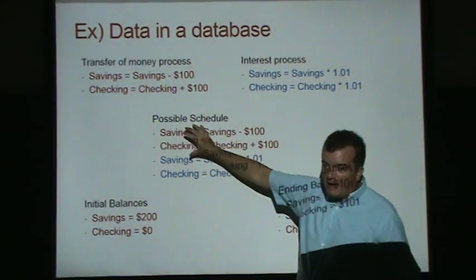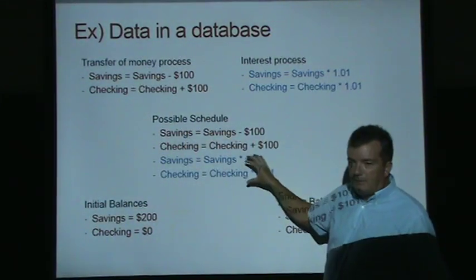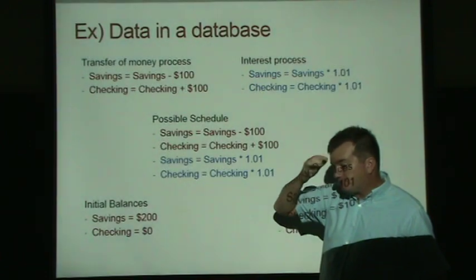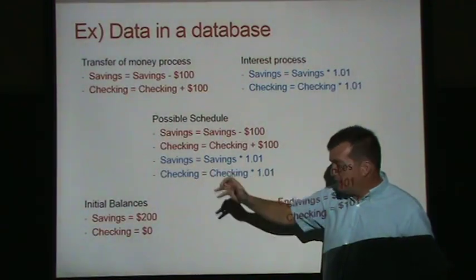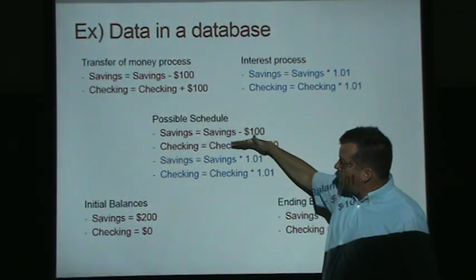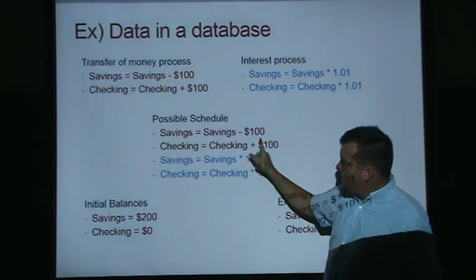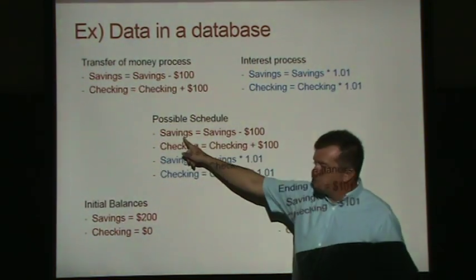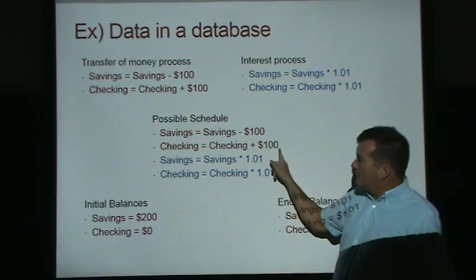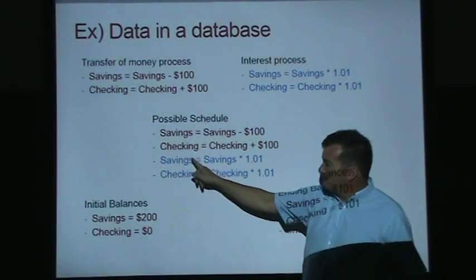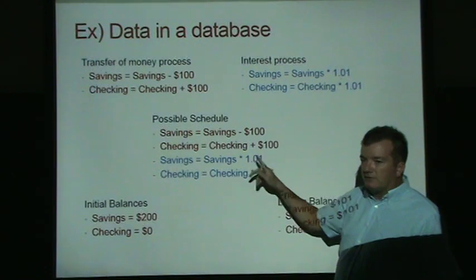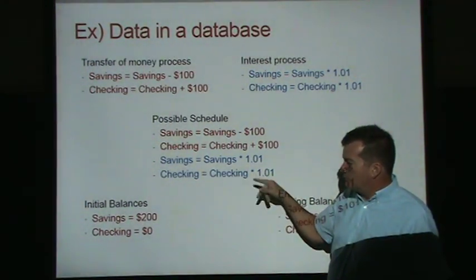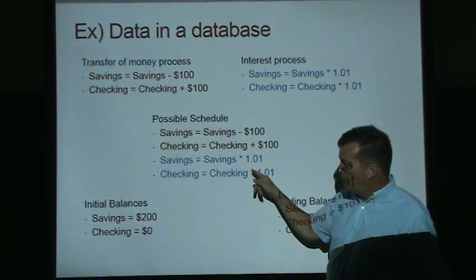Your transfer would have happened first, and then the bank would have come along and given interest second. So really, the four events would have happened in this order. $100 gets subtracted from savings. $100 gets added to checking. Then whatever was in savings gets 1% added to it. And then whatever was in checking gets 1% added to it.